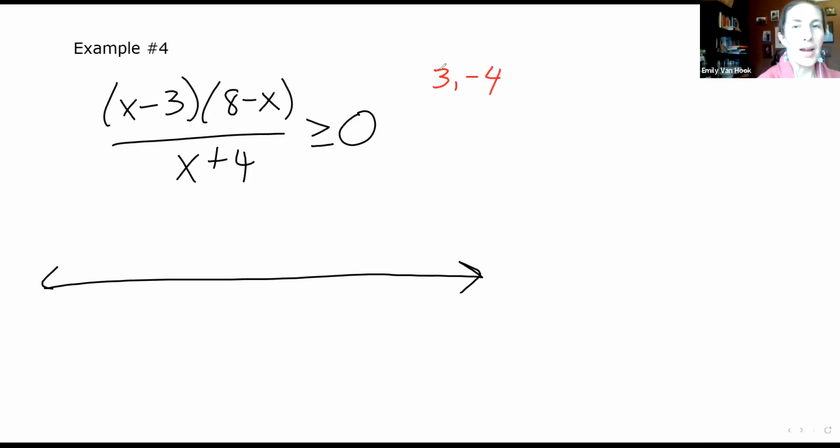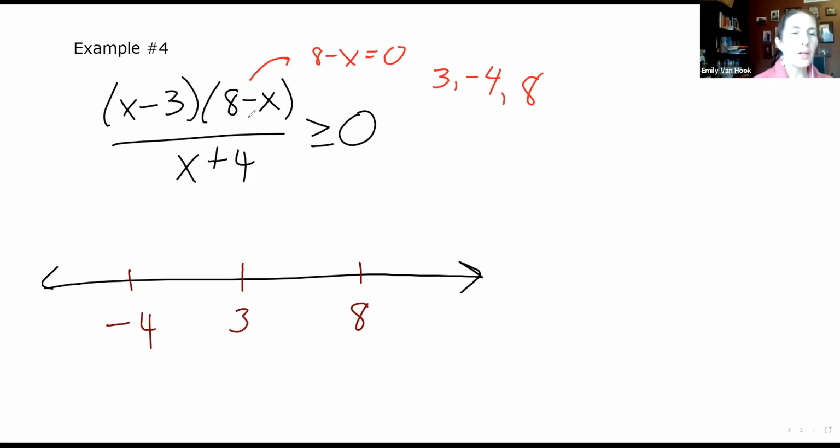This one's a little weird, the 8 minus x. If you set that equal to 0, notice how you would add x to the other side. So you actually get 8 for the other boundary point. Notice the order that I just listed those numbers. That's not in order. So I need to order them correctly on the number line. I'm going to be careful to do that right now. So 8 all the way towards the right. Let's see, we'll do 3 and then negative 4. If you want to label a little more precisely in between, great. The most important thing is that you have the numbers in order on your number line.